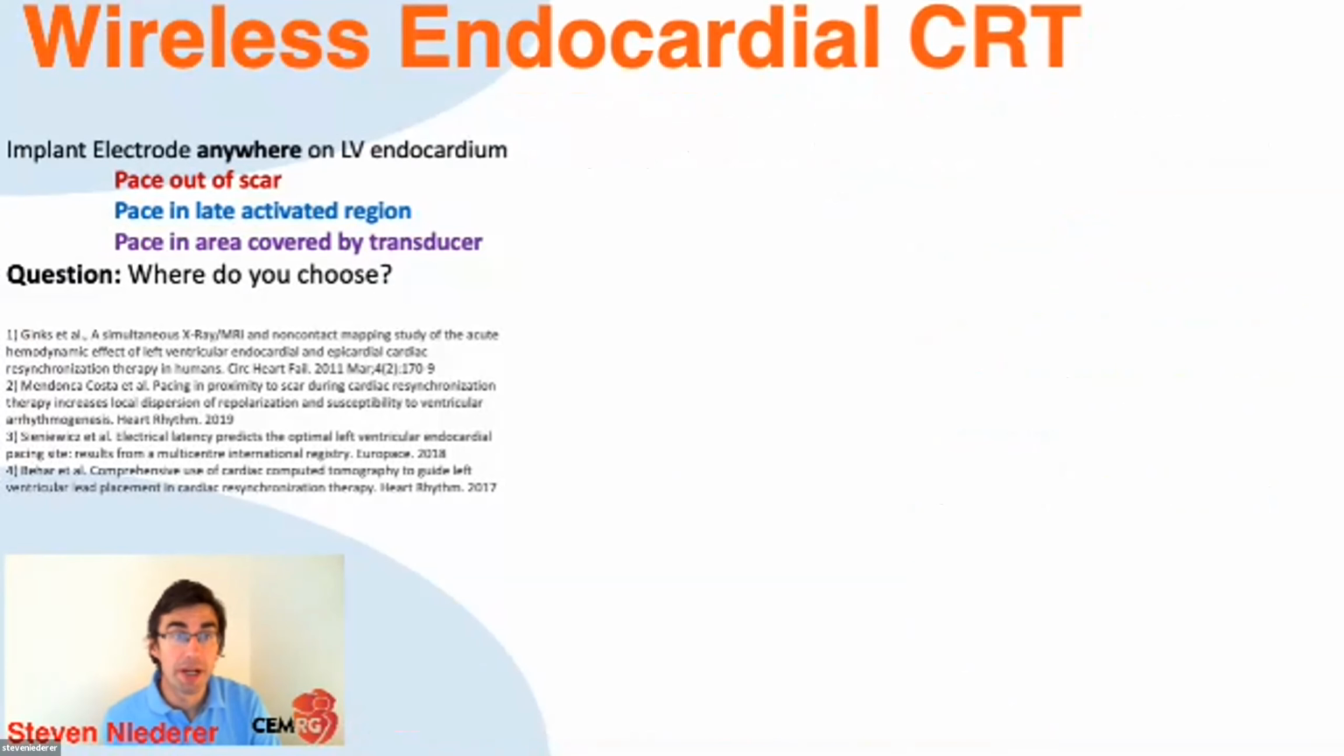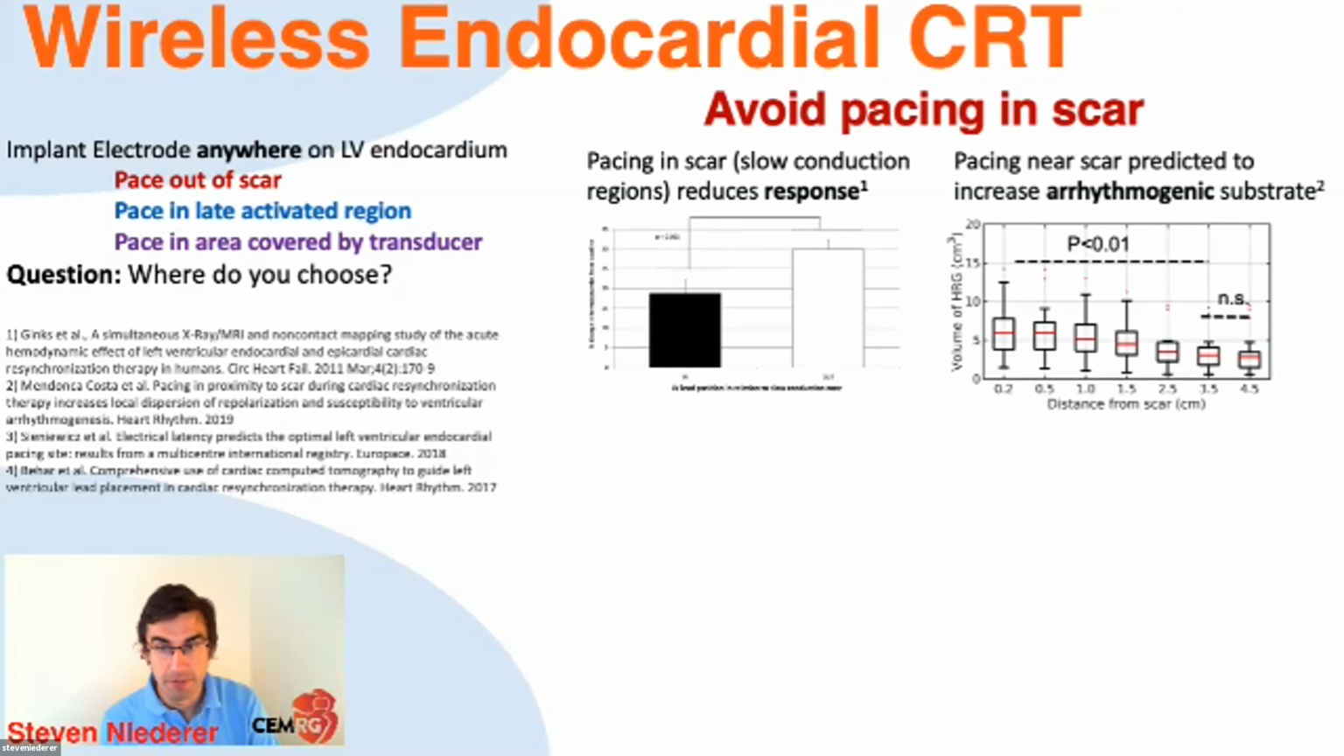So where would we like to place? We have 3 things. One, we'd like to pace out of scar, we'd like to pace in late activated regions, and we'd like to pace in an area that's covered by the transducer. And so our process for doing this is we work out where to put the electrode, which would be out of scar and in a late activated region, and then we determine where best to put the transducer so we ensure that we're covering the electrode once it's implanted.